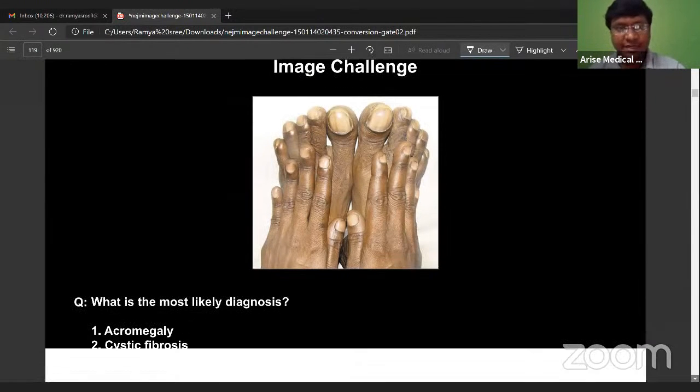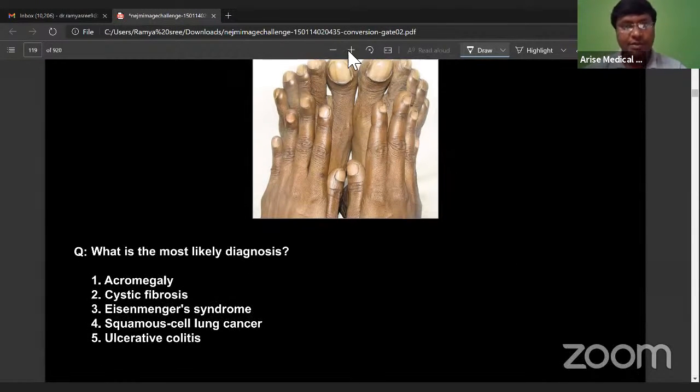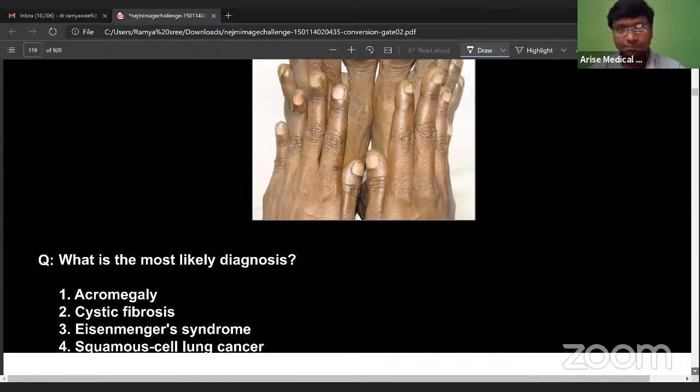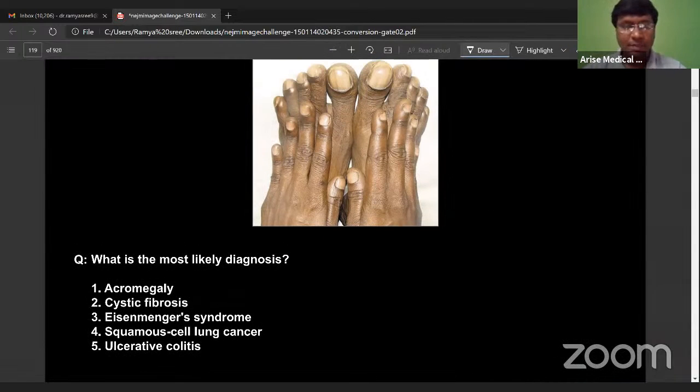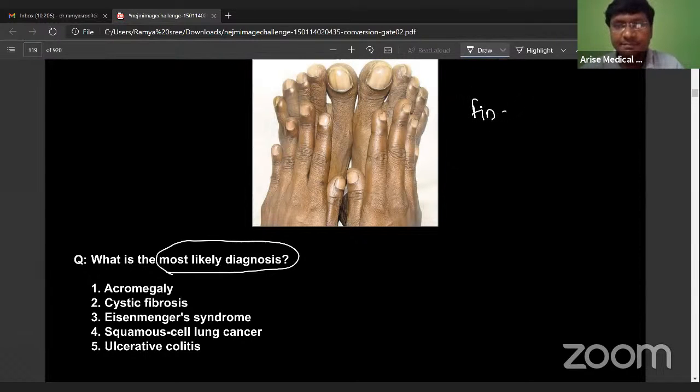Yes. So this is one of the very interesting questions, and let me see how many of you can crack this. What is the most likely diagnosis in this clinical scenario? Acromegaly, cystic fibrosis, Eisenmenger syndrome, squamous cell carcinoma of the lung, ulcerative colitis. So please tell me what findings you are observing.